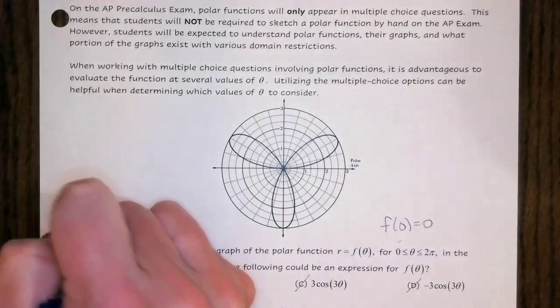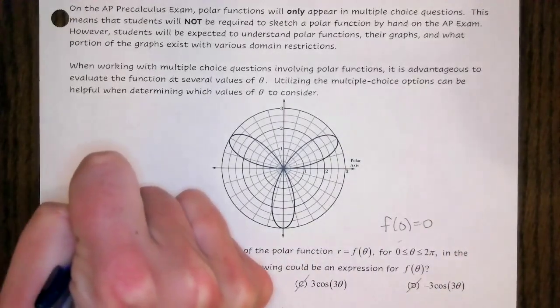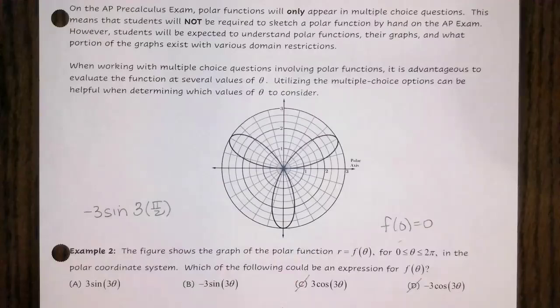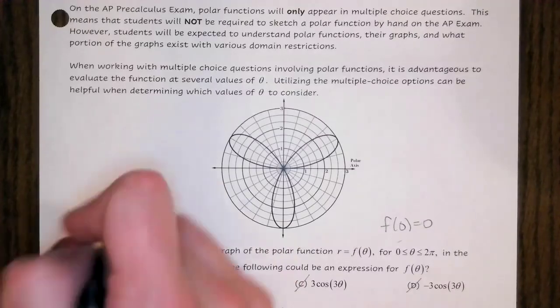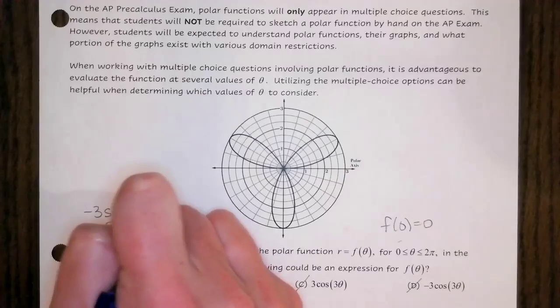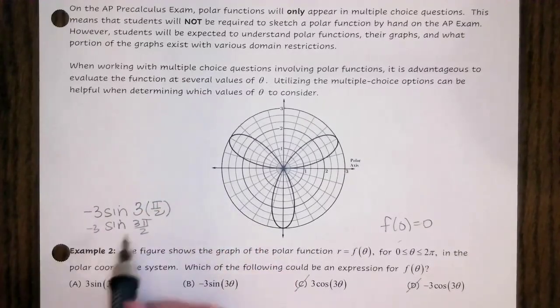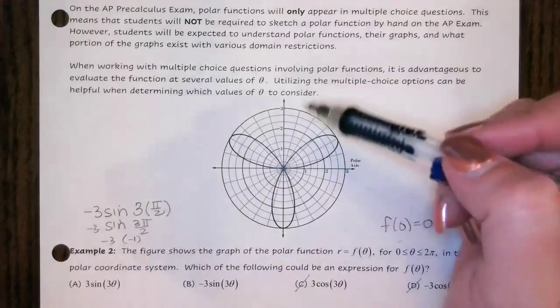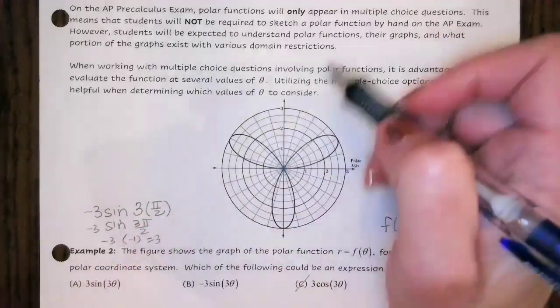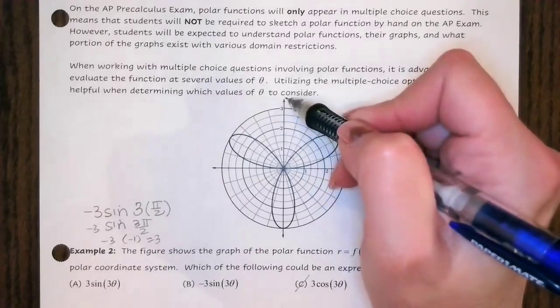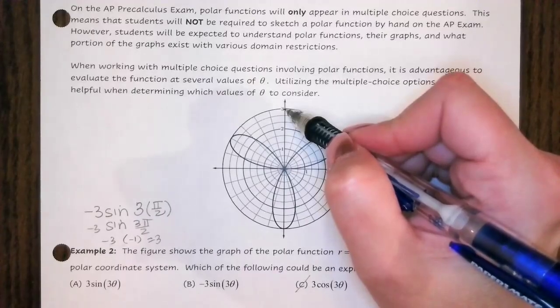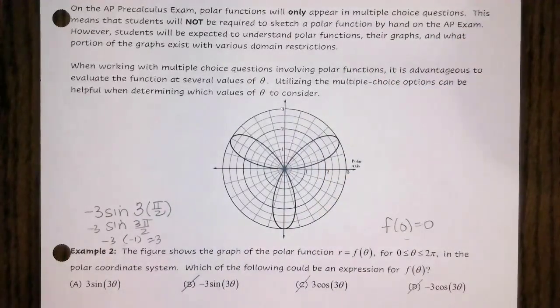Let's try that. -3 times sine of 3 times pi over 2. And so we get sine of 3 pi over 2 times -3. All right, so the sine of 3 pi over 2 is -1, times -3 gives me a +3. So pi over 2 is this one right here. I get a +3. That would be this point right here, which is clearly not on the graph. And so I can eliminate this one.